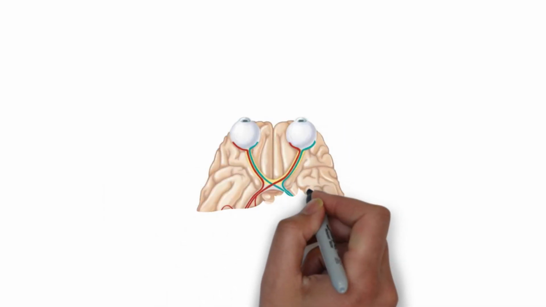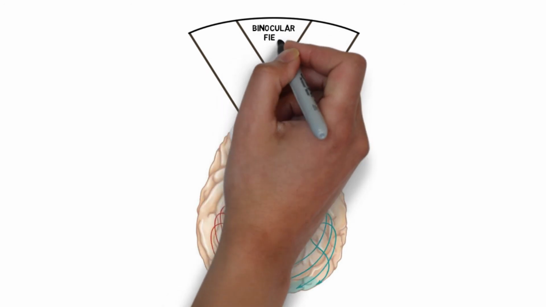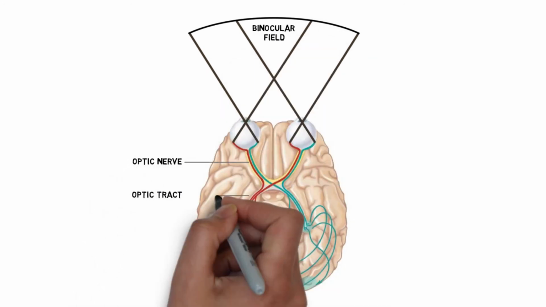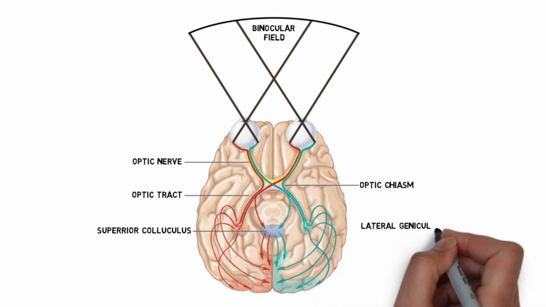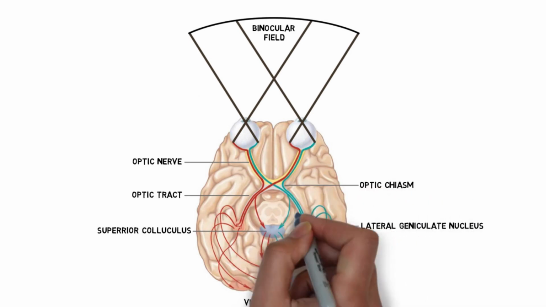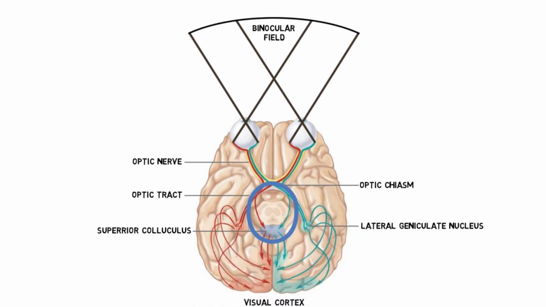Note that approximately 80% of the fibres from the optic tract go to the lateral geniculate nucleus. 20% of the fibres bypass the lateral geniculate nucleus and synapse with another visual structure, the superior colliculus, which is located on the tectum of the brainstem. The superior colliculus is an important structure in the control of visual orientation, particularly in eye movement control and saccadic control, and is another pathway into the visual cortex.